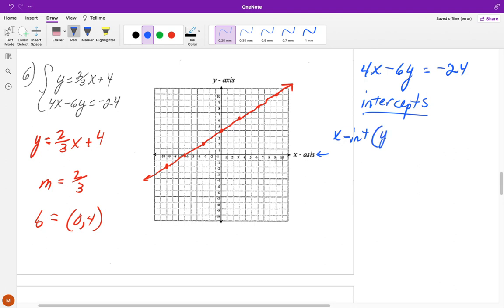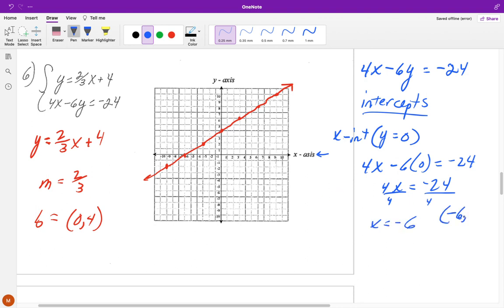So the way that we can graph this is we set y equal to 0, and that will tell us what our x-intercept is. So 4x minus 6 times 0 is equal to negative 24. Well, 4x is equal to negative 24. We divide each side by 4, so x is equal to negative 6. So our x-intercept is the point (negative 6, 0).